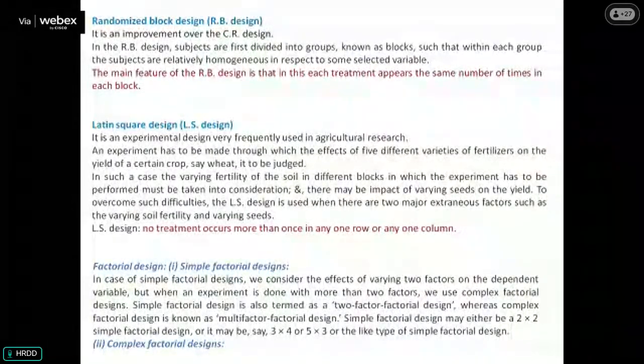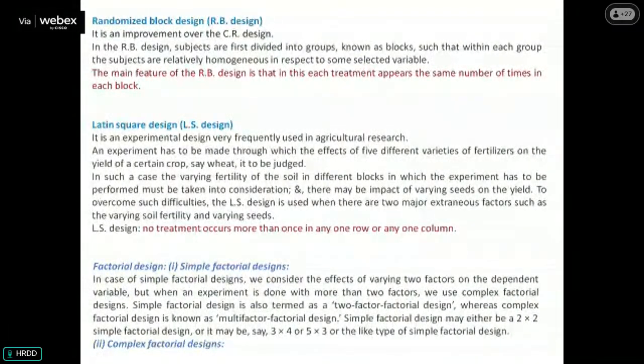So it's just blocking. It means in your plot, you create the agriculture blocks. And you assume that in RB design, subjects are first divided into groups known as blocks, such that within each group, the subjects are relatively homogeneous with respect to some selected variable. So we assume that within those blocks, the fertility is uniform. That is my assumption. So we have to select the blocks in such a way. So this is a randomized design.